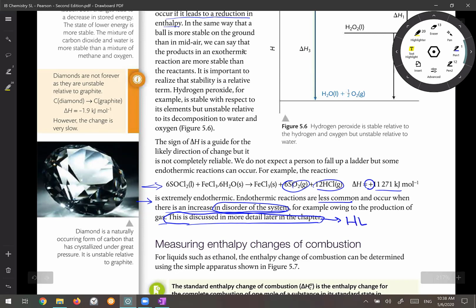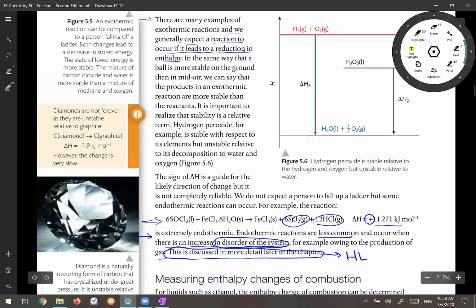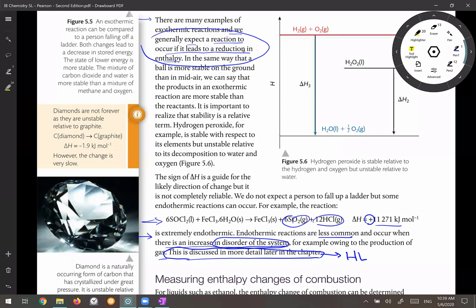So the point here for SL students is that most of the reactions that happen must be exothermic. Why? Because they lose their energy, the energy content of the product decreases, and they become more stable. But you can see some endothermic reactions as well, because in some endothermic reactions, the disorder of the system increases. The reaction also wants to increase its disorder.